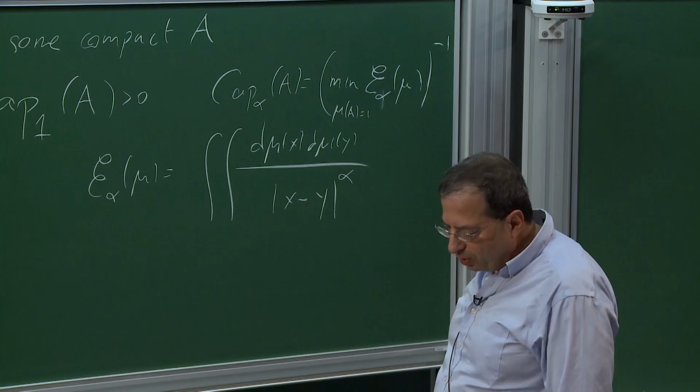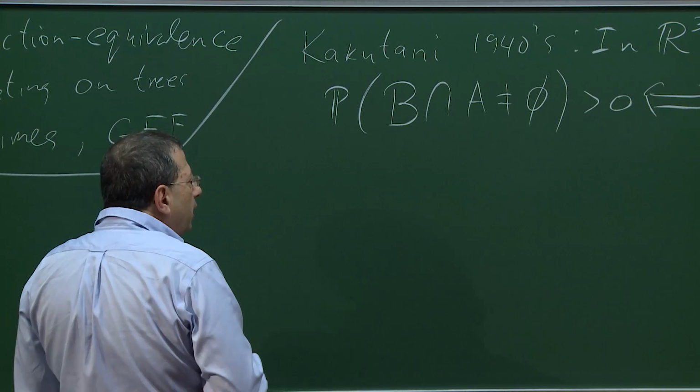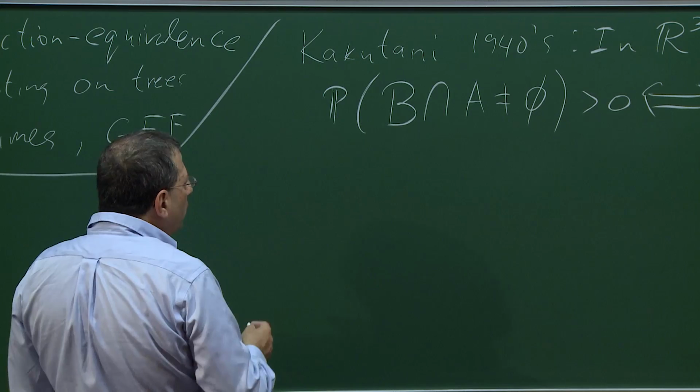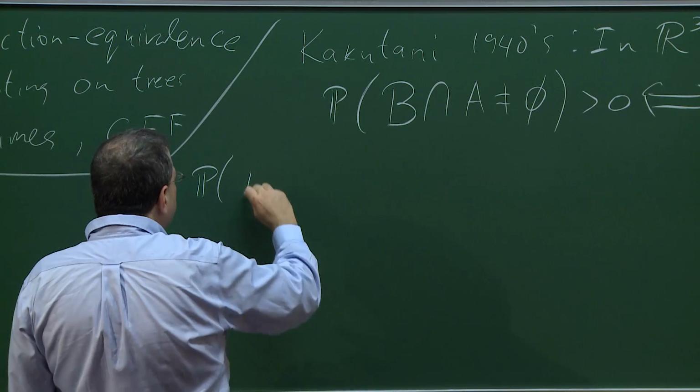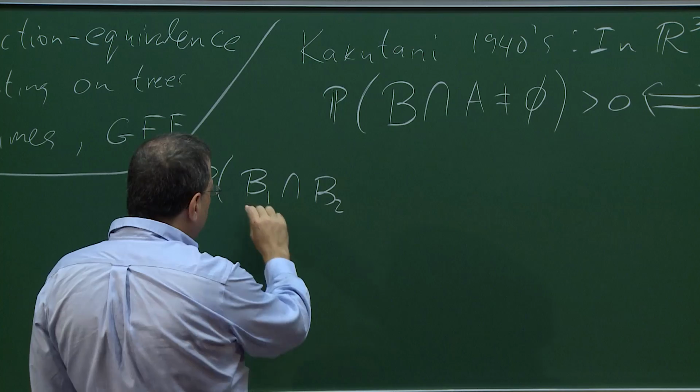And so one natural question that was open for many years, and people worked on it a lot in the 80s, was I want the same thing for two independent Brownian motions. So I have one Brownian motion path, everything is in R3 for concreteness. I have another Brownian motion path, B2. These are independent Brownian paths.